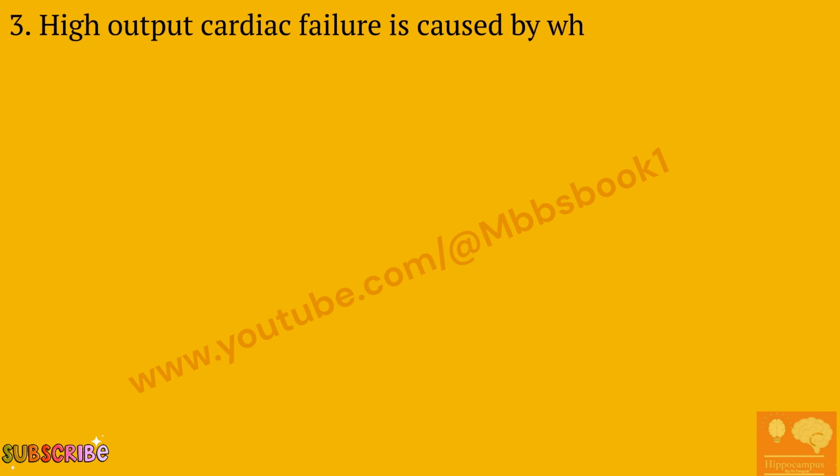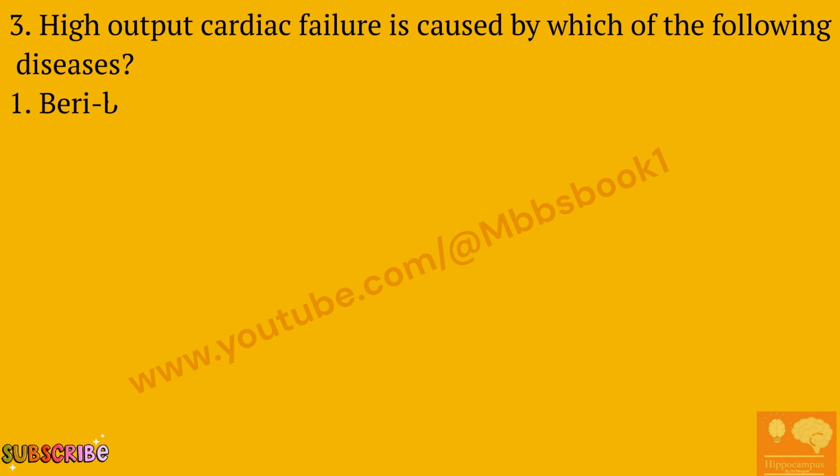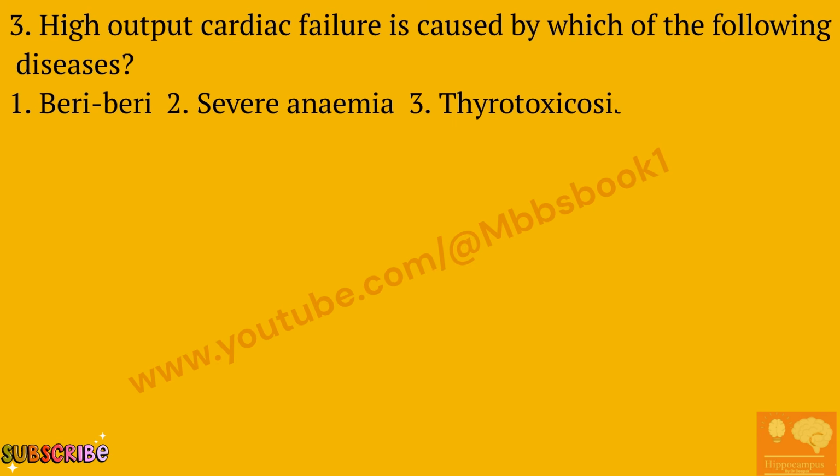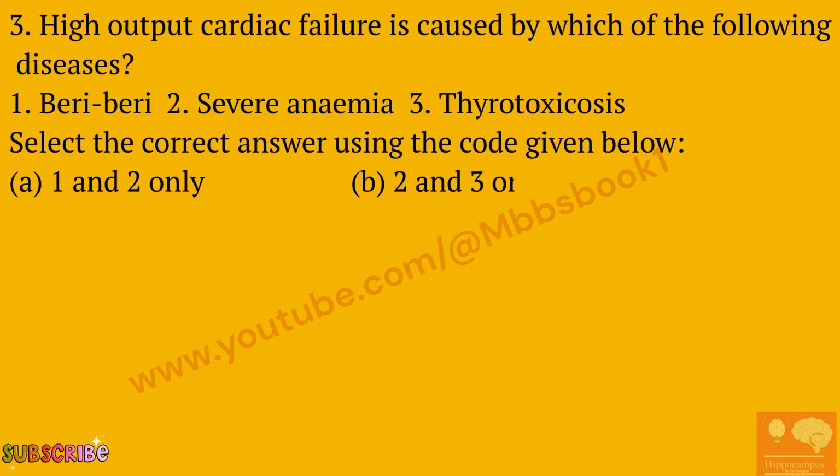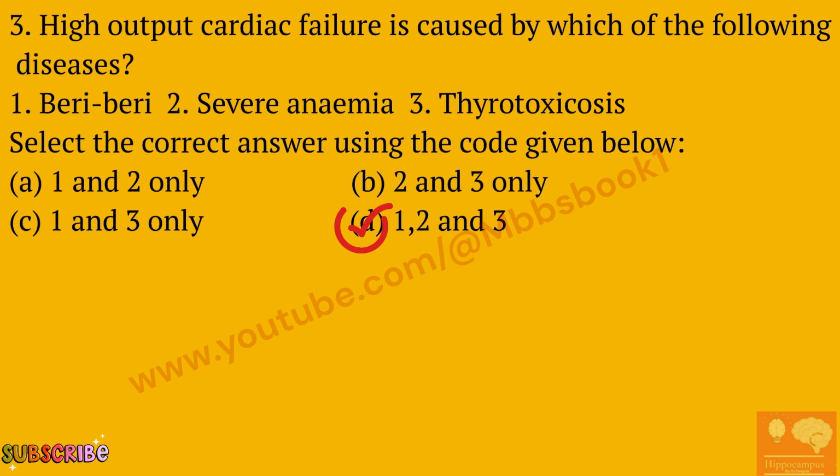Question 3. High output cardiac failure is caused by which of the following diseases? 1. Beriberi. 2. Severe anemia. 3. Thyrotoxicosis. Select the correct answer using the code given below. A. 1 and 2 only. B. 2 and 3 only. C. 1 and 3 only. D. 1, 2 and 3. Answer will be the option D.